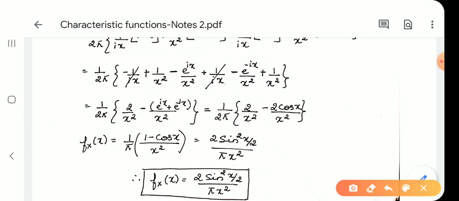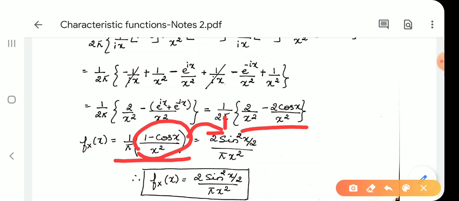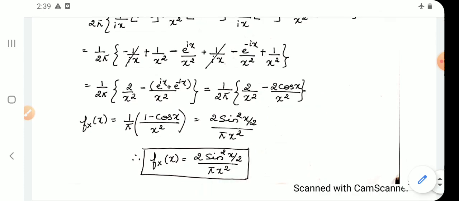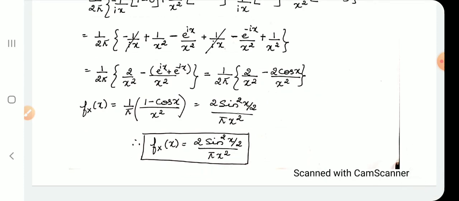Here 2 is common in both the terms. Take the 2 common outside, which cancels with the 2 in the denominator outside. So we get 1 by pi. Here the LCM is x square and the numerator becomes 1 minus cos x. We already know 1 minus cos x can be written as 2 sine square x by 2 in terms of half angles. So f_X(x) is equal to 2 sine square x by 2 by pi x square.